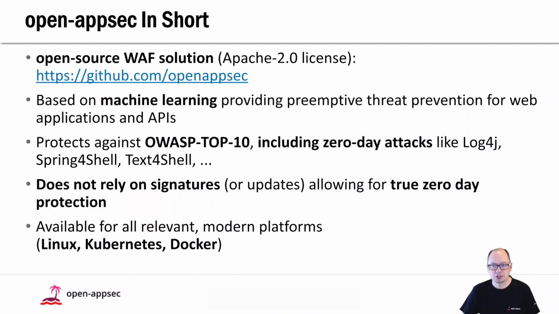And it also includes protection against real 0-day attacks like Log4j, Spring4Shell, Text4Shell, just to mention some examples where open-appsec was the only known solution that, without any update requirement or signature update requirement, was able to prevent all of those attacks from day 0. So open-appsec is not relying on signatures. We will learn later why this would anyway be contradictory to providing 0-day protection, and therefore also not relying on signature updates, of course, and only this is what allows it to provide true 0-day protection.